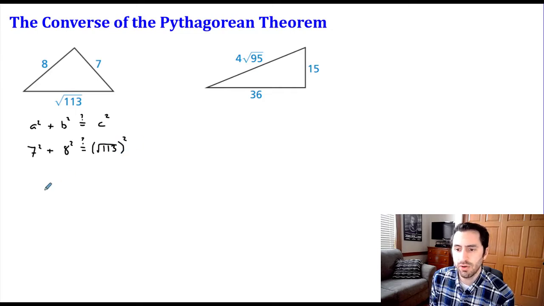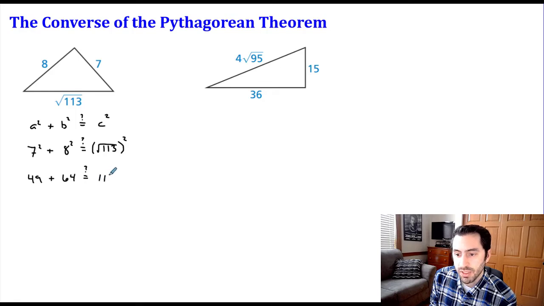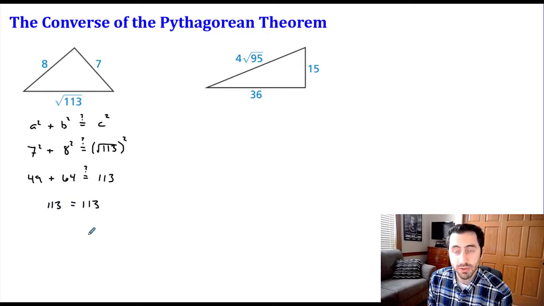So going through, following our order of operations, we'll square everything. 7 squared is 49. 8 squared is 64. And then on the other side, when I square a square root, these are inverse operations, so they just undo each other, and I'm just left with 113. On the left-hand side, let's add these together. So 49 plus 64, we do end up with 113. And that's what we have on both sides of our equal sign.